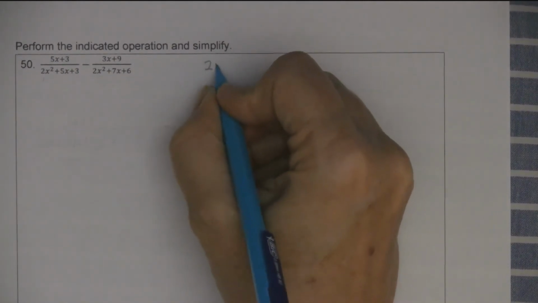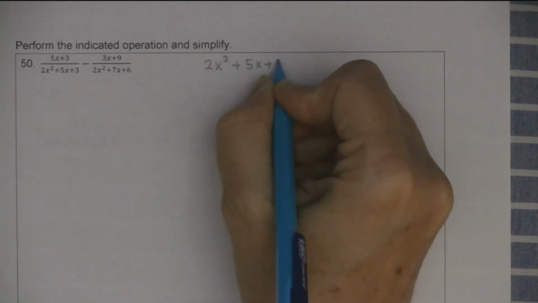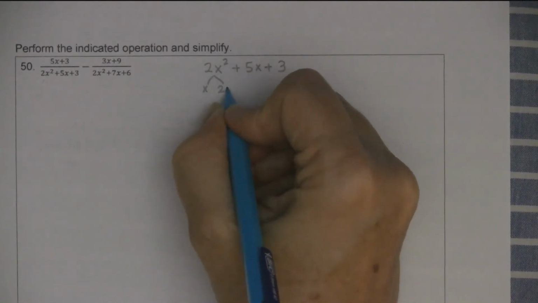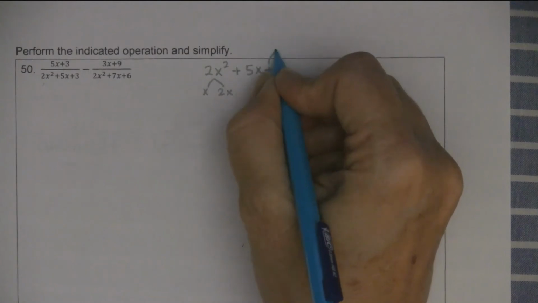So I'm going to kind of factor here just because it might take a little bit of room to factor it. So this could be x times 2x, only one possibility, 1 times 3. This says the signs are the same.